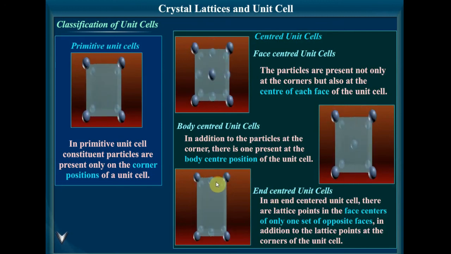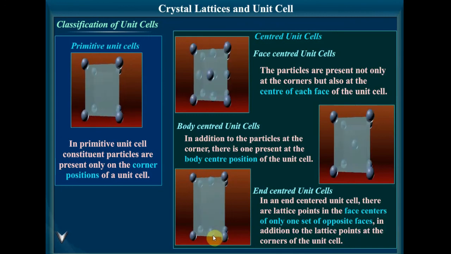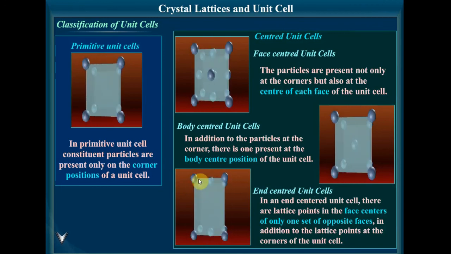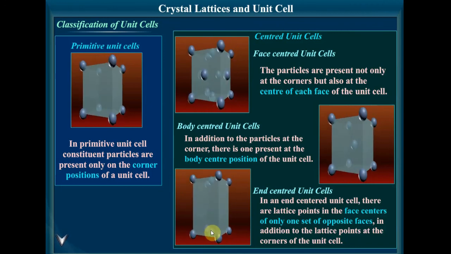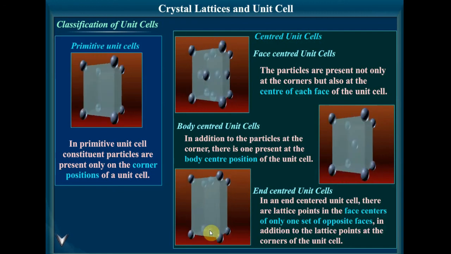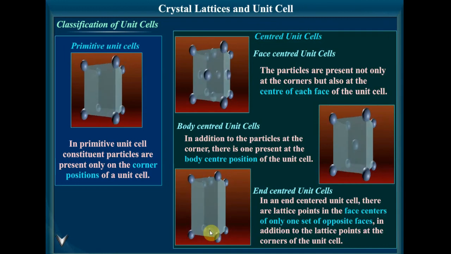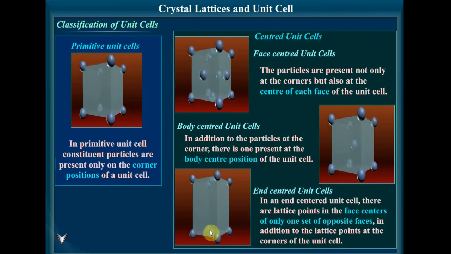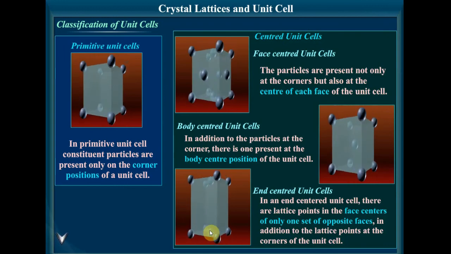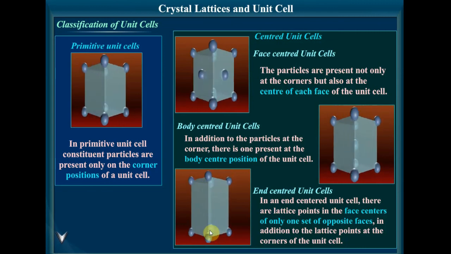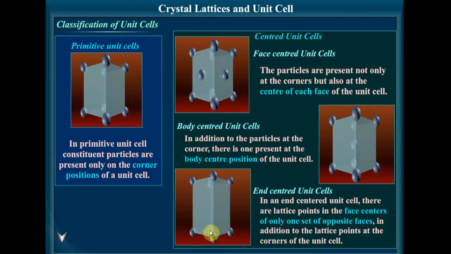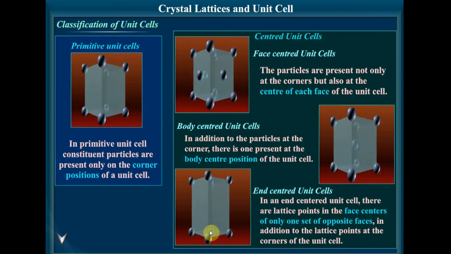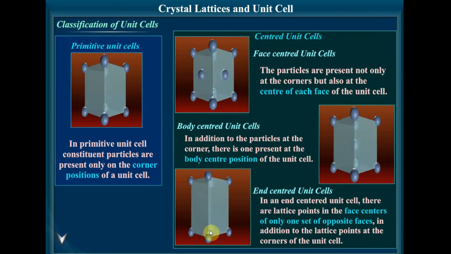Next is end-centered. From the name itself, it is clear. In an end-centered unit cell, there are lattice points in the face centers of only one set of faces, in addition to lattice points at the corners of the unit cell. That is, just like the others, there are lattice points at the corners, but also lattice points at the face center of only one set of faces. So, repeating it once again, in an end-centered unit cell, there are lattice points at the face centers of only one set of opposite faces. You can find here in the top and the bottom, in the center of the face there is one particle, and also there are particles in the corners.